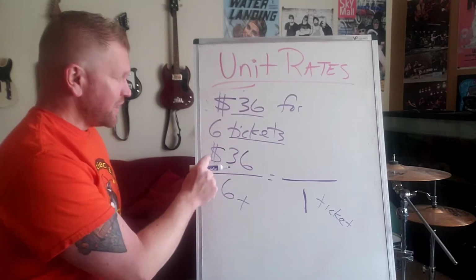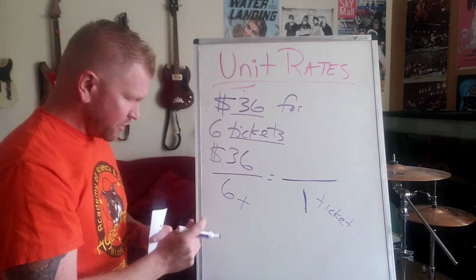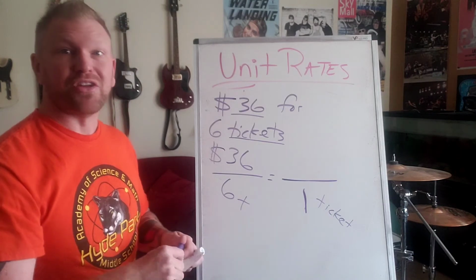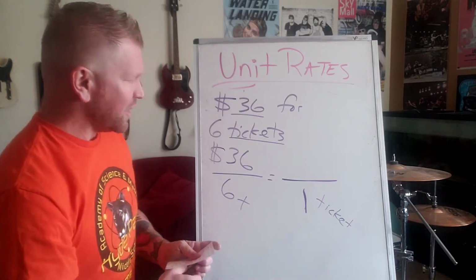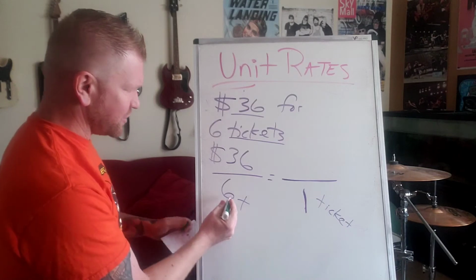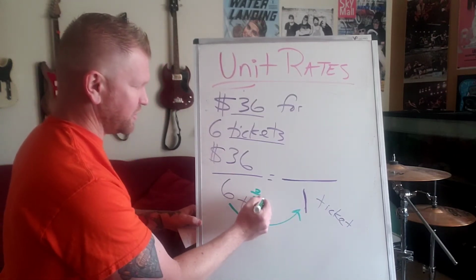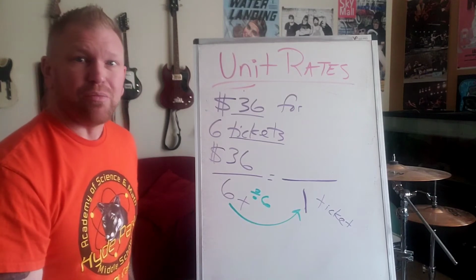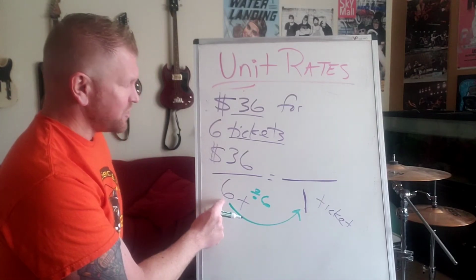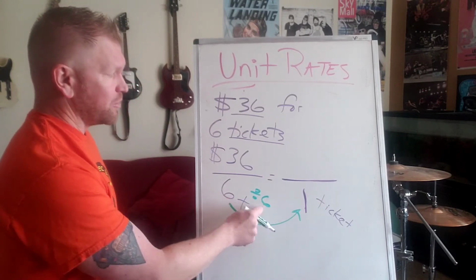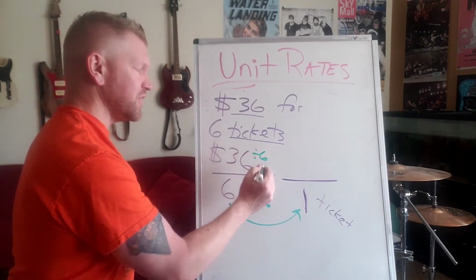So we've got $36 for 6 tickets. We want to know how much per ticket. That means how much for 1 ticket. That's called a unit rate. So how do you get 6 tickets to change to 1 ticket? You divide it by 6. And you'll notice after doing these a bunch of times, whatever number that is, just divide it by itself. That will always equal 1. But you can't divide the denominator by 6 unless you divide the numerator by 6.